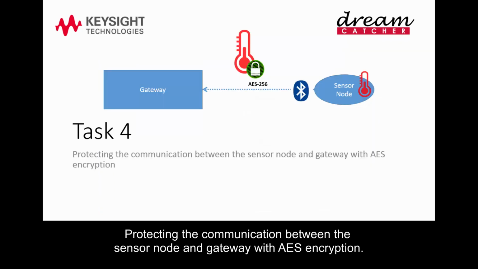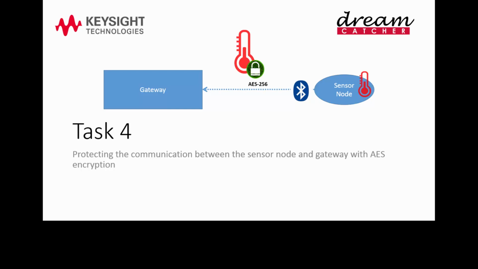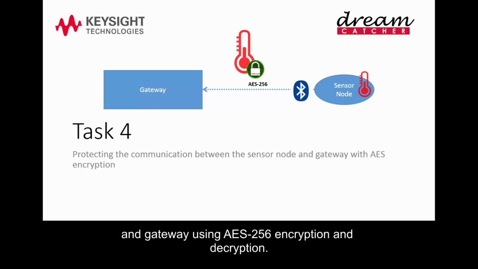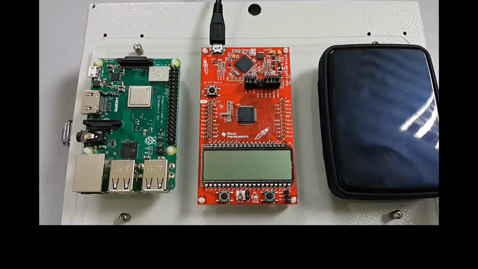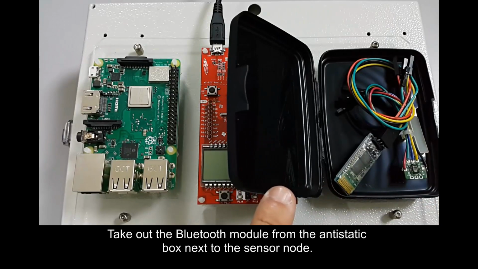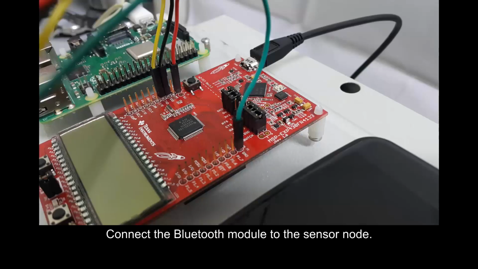Task 4. Protecting the communication between the sensor node and gateway with AES encryption. In this task, we will implement a secure wireless communication between the sensor node and gateway using AES256 encryption and decryption. Take out the Bluetooth module from the anti-static box next to the sensor node. Connect the Bluetooth module to the sensor node.